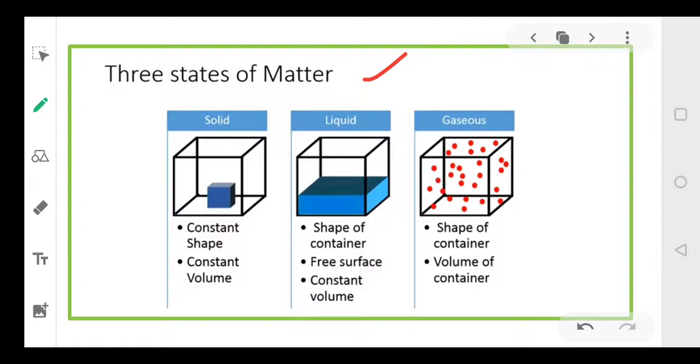Now, solids have a constant shape and a constant volume. Liquids take the shape of the container. They have a free surface and they also have a constant volume. Gases fill the container in which they are present, right? And they also take the volume of the container.